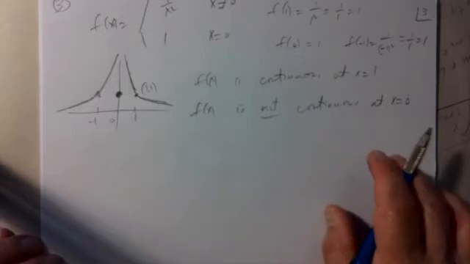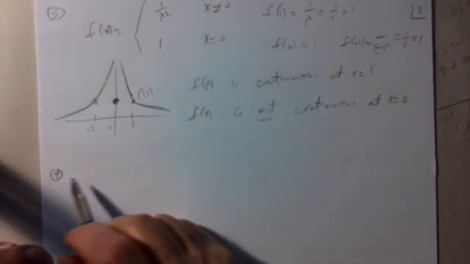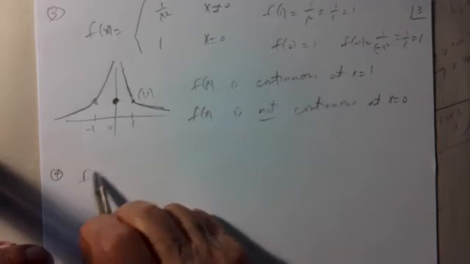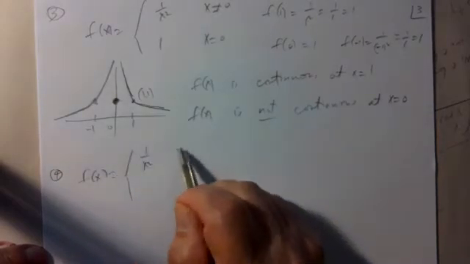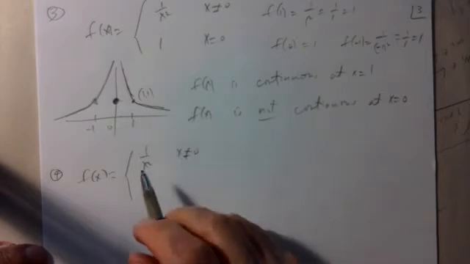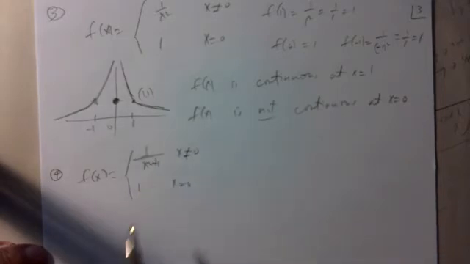Problem 4 is a function that looks very similar. Let's just see. Problem 4, we have the function f of x, which is equal to 1 over x squared for x different from 0, and 1 if x equals 0. Sorry, 1 over x squared plus 1. That's defined for all x, so we don't need to look at special cases.